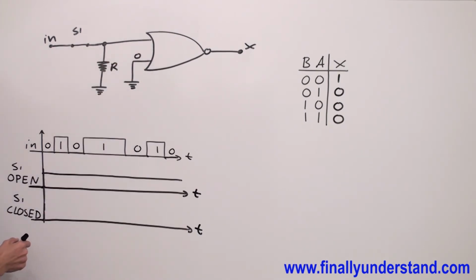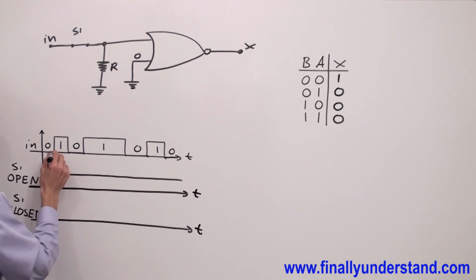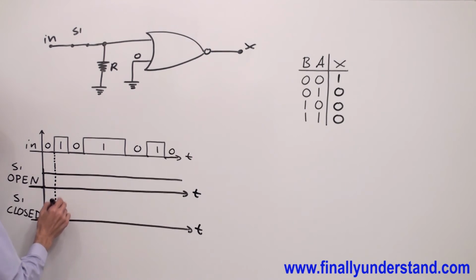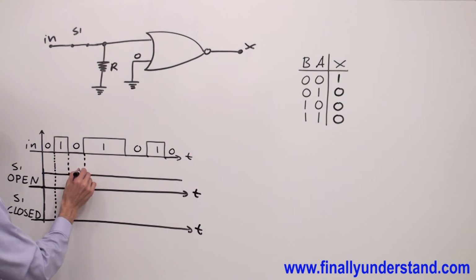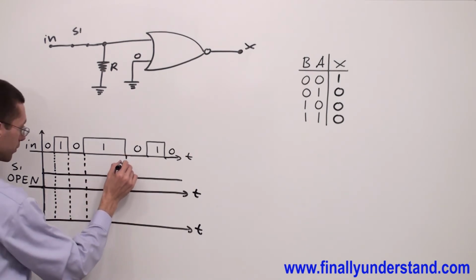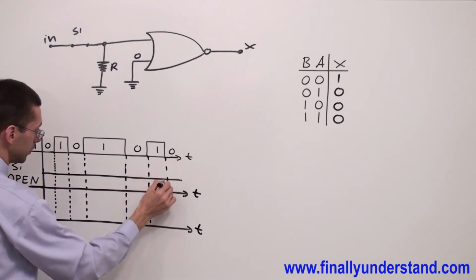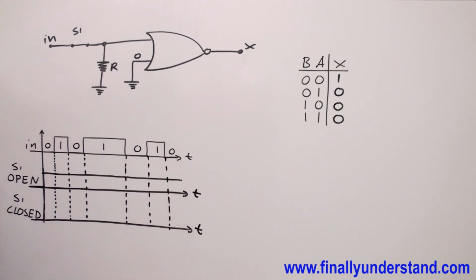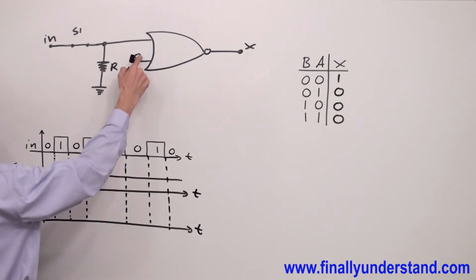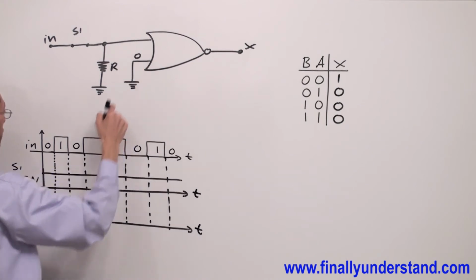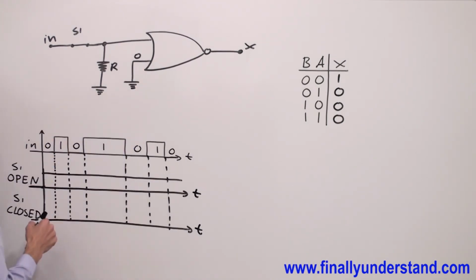So what do we have? We're supposed to first draw the dash lines at every single change, every single transition from 0 to 1 or 1 to 0. Next, we have always logic 0 at the second input. And at the first input we are going to have, let's say at this moment, 0.